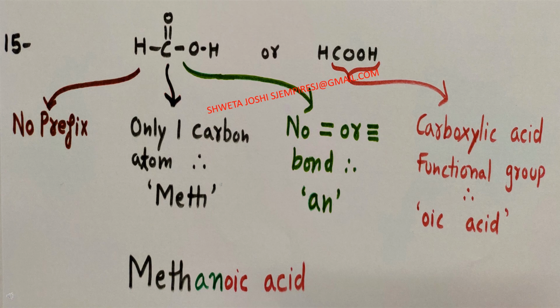Now, the functional group is the carboxylic acid COOH group. That is why its secondary suffix will be oic acid. And since the secondary suffix starts with the vowel O, we have to omit the E part of the primary suffix, and in place of ane, we have to write down only an. So its IUPAC name will be methan-oic acid, that is methanoic acid.